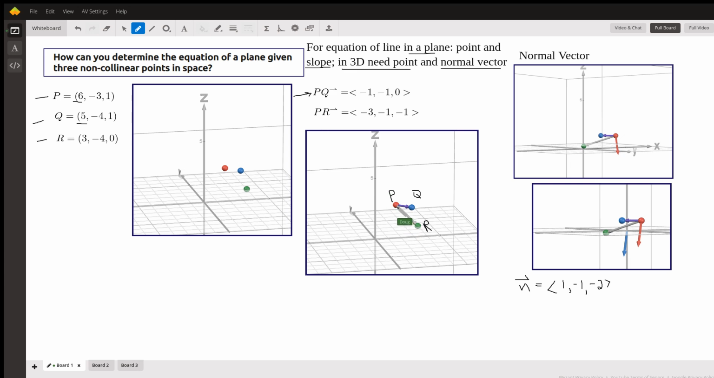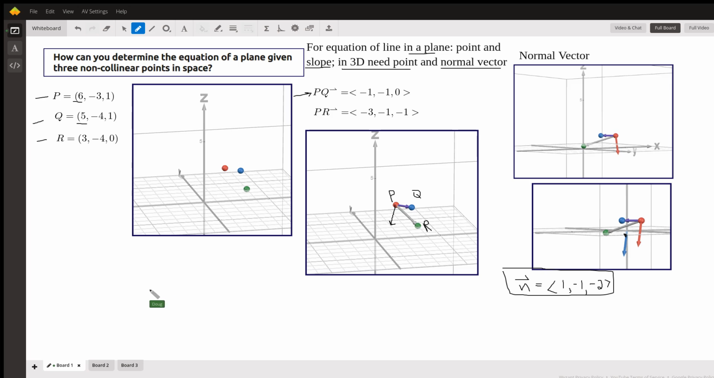Now, a vector that is perpendicular or orthogonal to these 2 vectors is what we need to write the equation of the plane that passes through those 3 points. Here's what the normal vector looks like with 2 different perspectives. And here's actually the position vector for the normal vector starting at the origin. But there are the coordinates of the normal vector right there.